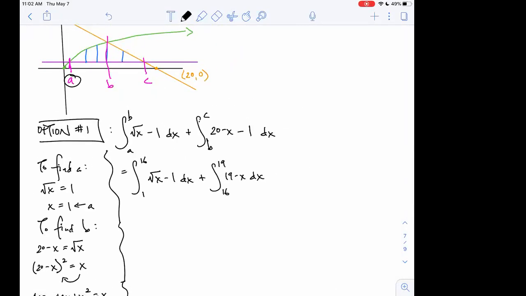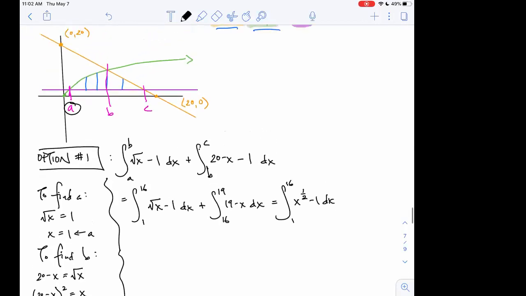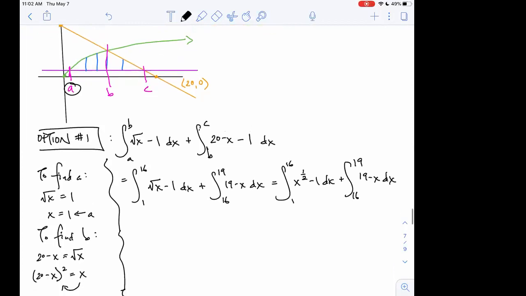All right. So now that we have those, before we take our integral, I'm going to suggest that we change this to x to the 1/2 minus 1 dx from 1 to 16. And the reason why I'm doing that is so that I can use my power rule. I know what my power is, okay? So we're going to go ahead and take this antiderivative for the first one.